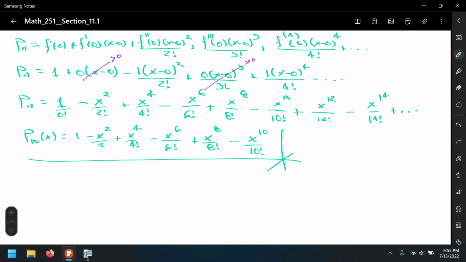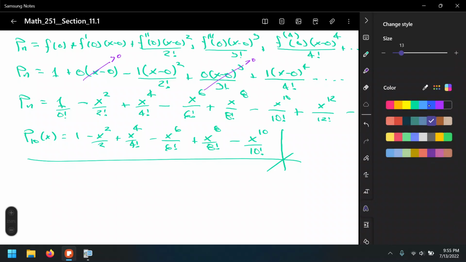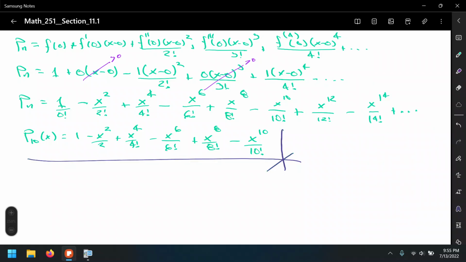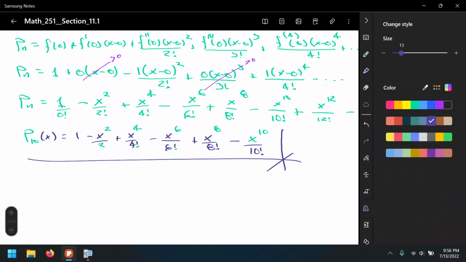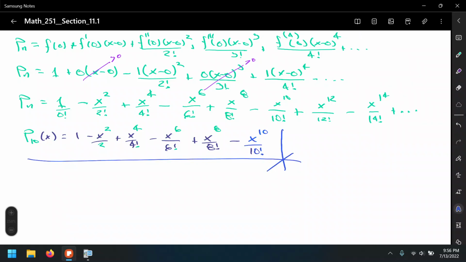Yes, technically I should have used a different color here. Okay, let me fix this. Let me fix this real quick, and then we go back to the problem.